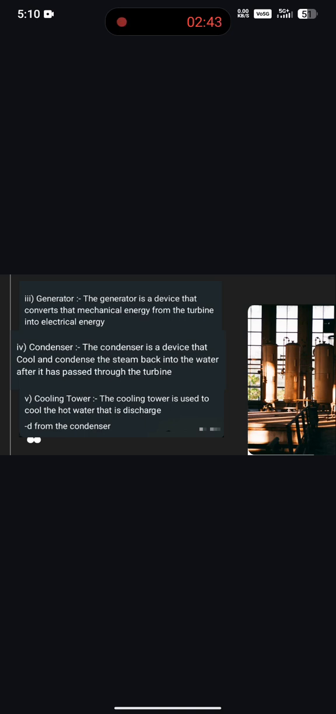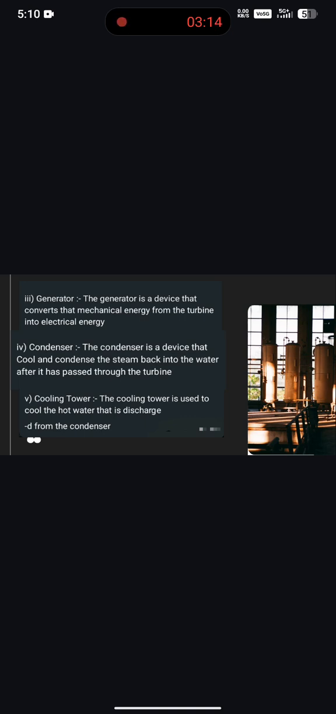Then third one is the generator. The generator is a device that converts the mechanical energy from the turbine into electrical energy. Basically, the generator converts the mechanical energy into electrical energy. Then, condenser. The condenser is a device that cools and condenses the steam back into water after it has passed through the turbine. Cooling tower.